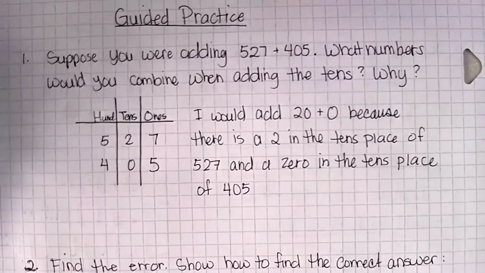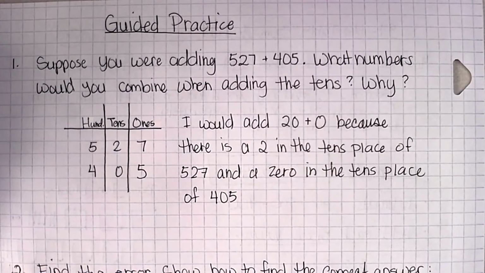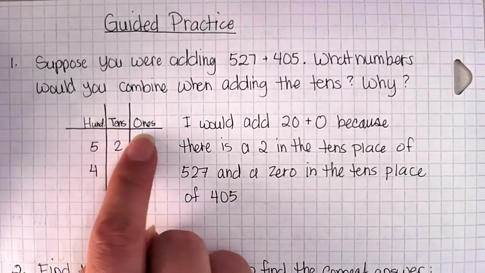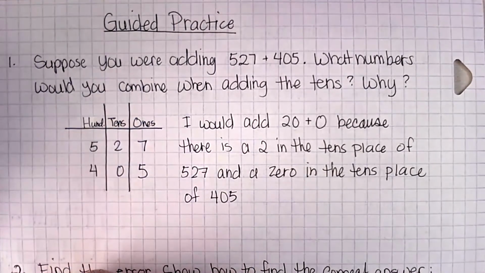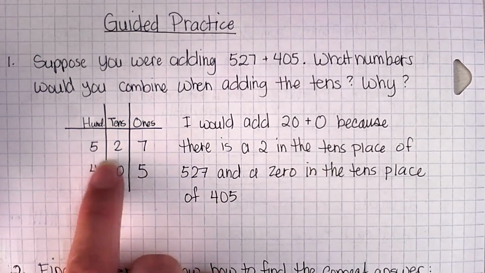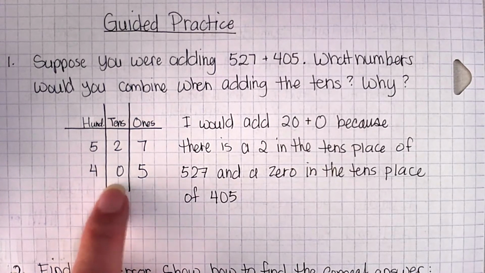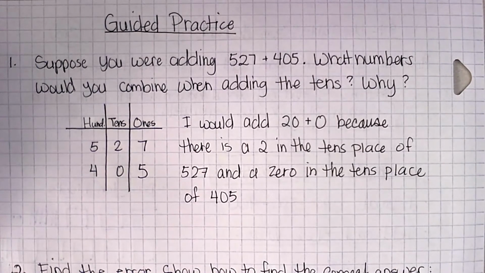So it says, suppose you are adding 527 plus 405. What numbers would you combine when adding the tens place? So over here, I put my numbers into this chart that's labeled with place values. So my ones place, my tens place, and then my hundreds place. And I put my numbers in. So if I'm looking at 527, I know that 2 is in the tens place because it represents 20. And in 405, I don't have anything in the tens place. I have a 400 and I have 5 ones, so there's a 0 in there. So I would add 20 plus 0, because there's a 2 in the tens place of 527, but there's nothing in the tens place of 405.